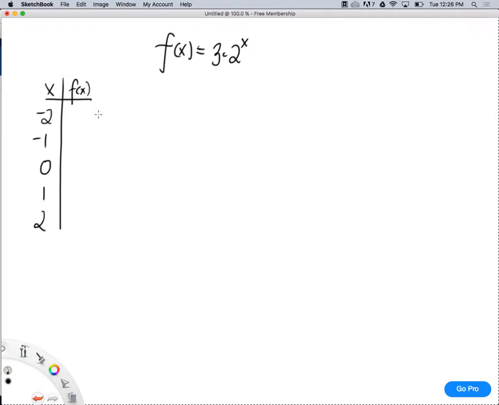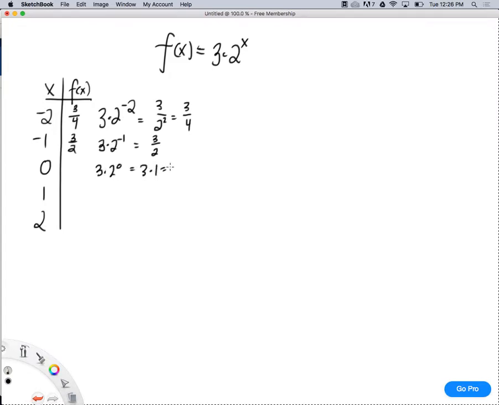Now, plug it in. 3 times 2 to the negative 2 is the same thing as 3 over 2 squared, which is 3 over 4. 3 times 2 to the negative 1 is the same as 3 over 2 to the 1, so 3 halves. 3 times 2 to the 0 is 3 times 1, which is 3. 3 times 2 to the 1 is 3 times 2, which is 6. And 3 times 2 squared is 3 times 4, which is 12.